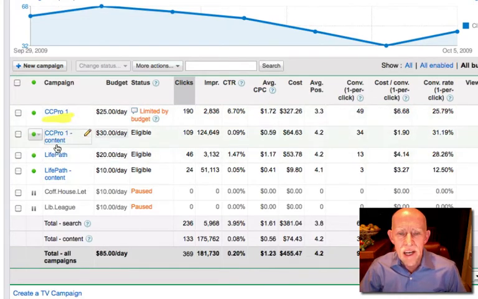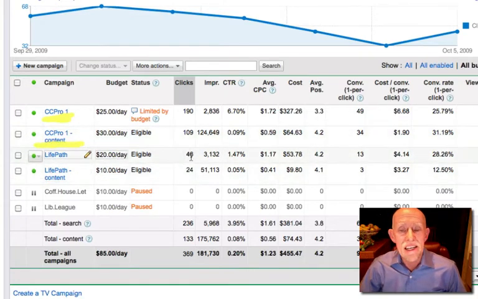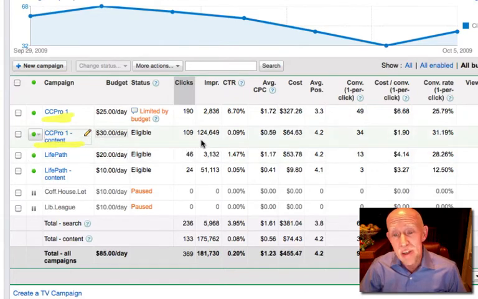Now right below it, I have a content campaign. You can see that the word content is right there. I'm running the same ad, and you'll see that the numbers are quite different. I have 109 clicks off of 124,000 plus impressions. So your click-through rate is much, much smaller.